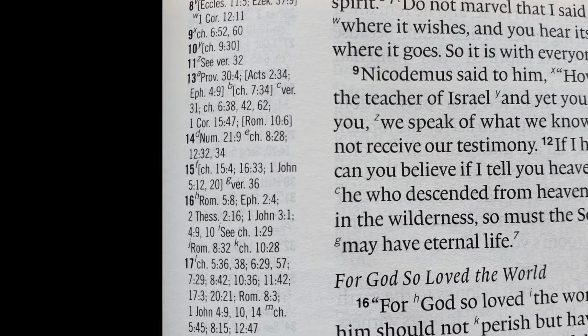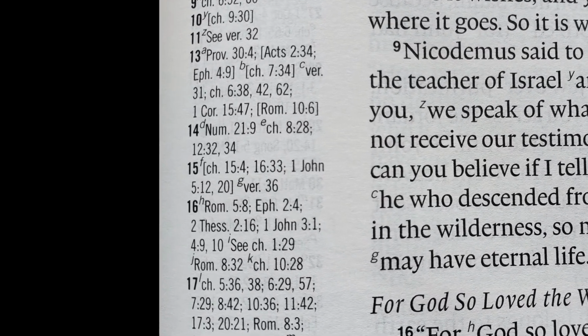And then an E, which says chapter 8:28, 12:32, and 34. Well, what do those mean? We see that in the letter D, it says Numbers 21:9, and that the letter D in verse 14 for Numbers 21:9 is right next to the spot where it says, as Moses lifted up the serpent. And so what that means then is we need to go to Numbers chapter 21 and verse 9, because it must be connected or related to what Jesus is saying in this verse, in this conversation.